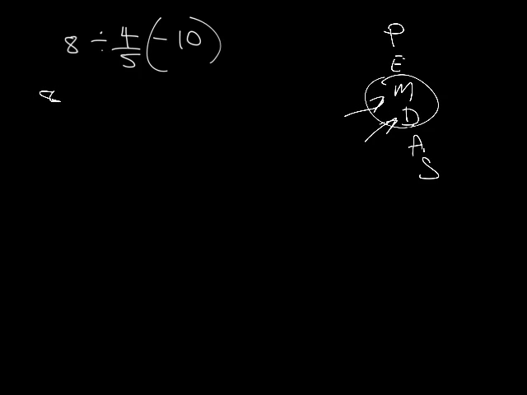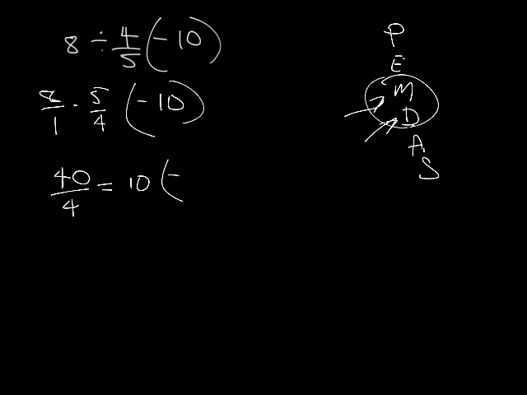So 8 divided by 4/5 is the same as 8 over 1 times 5 over 4. So remember, you invert and multiply. Then we take that times 10. So 8 times 5 is 40 over 4, which equals 10. And I'm going to multiply that by my negative 10, and I'm going to get negative 100 for my answer. Alright, so you should be good to go with the rest of the problems in this problem set.